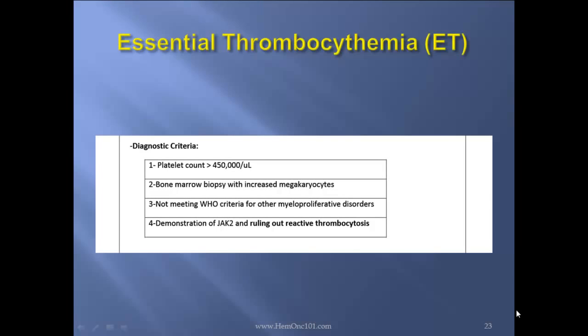Diagnostic criteria include: 1. Platelet count over 450,000; 2. Bone marrow biopsy with increased megakaryocytes; 3. Not meeting WHO criteria for other myeloproliferative disorders; 4. Demonstration of JAK2 and ruling out reactive thrombocytosis.